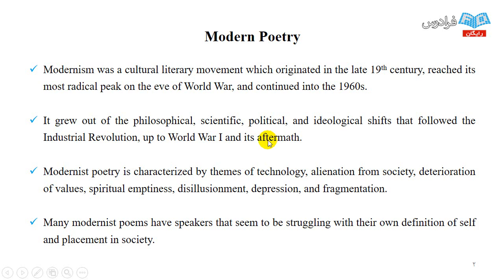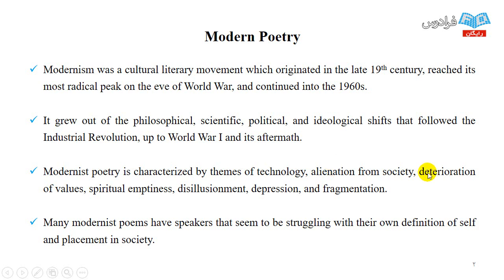Some of the most important themes of modernist poetry are technology, alienation from society, deterioration of values, spiritual emptiness, disillusionment, depression, and fragmentation. Some writers and poets express their worry about the rapid growth of science and technology. Modernist writers deal with the theme of alienation in their works. Alienation means being alone or separated from the others in the society.